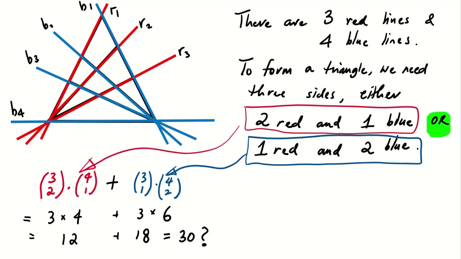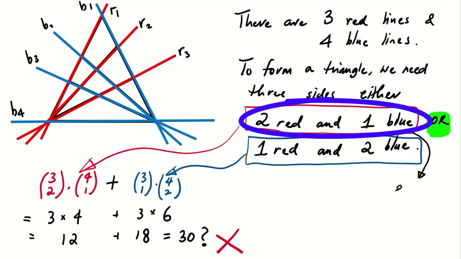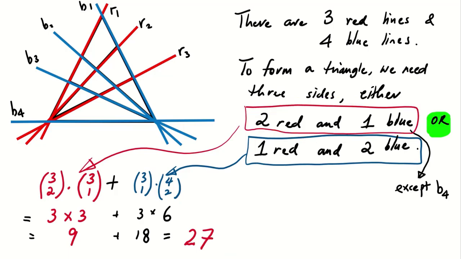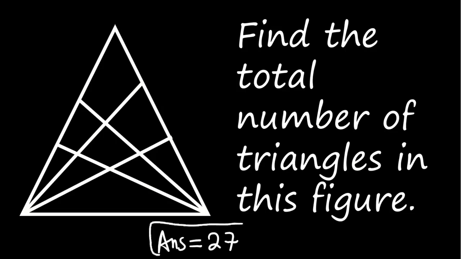But wait, is the answer really 30? It seems we have made a common mistake in counting problems by overlooking some cases. In this scenario, we need 2 red lines and 1 blue line, excluding blue line B4. Note that 2 red lines and B4 cannot form any triangle. After this correction, we find the correct answer, 27. Hence, the answer is 27.